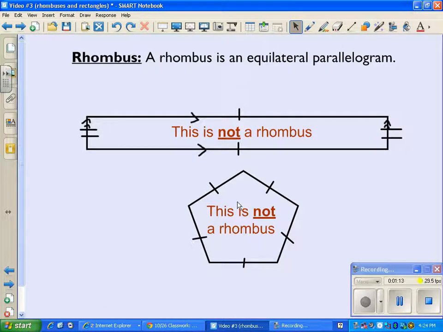So once again, take a moment, draw the pictures, make sure that you put this is not a rhombus inside of each one of these pictures, so there isn't any confusion.